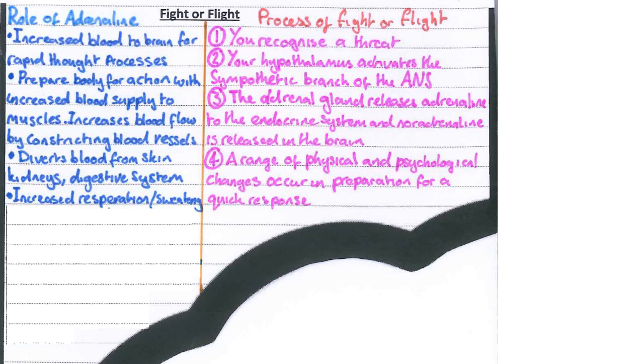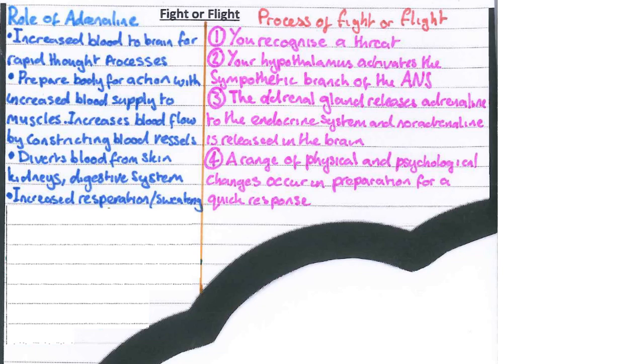So straight away, it's going to increase your heart rate and increase your blood pressure. And the idea behind this is to increase the blood supply to your muscles. Now, of course, increased blood supply to your muscles might need this oxygen to go and run away or to be used in fighting. It increases this blood flow by increasing the heart rate, but also by constricting the blood vessels.